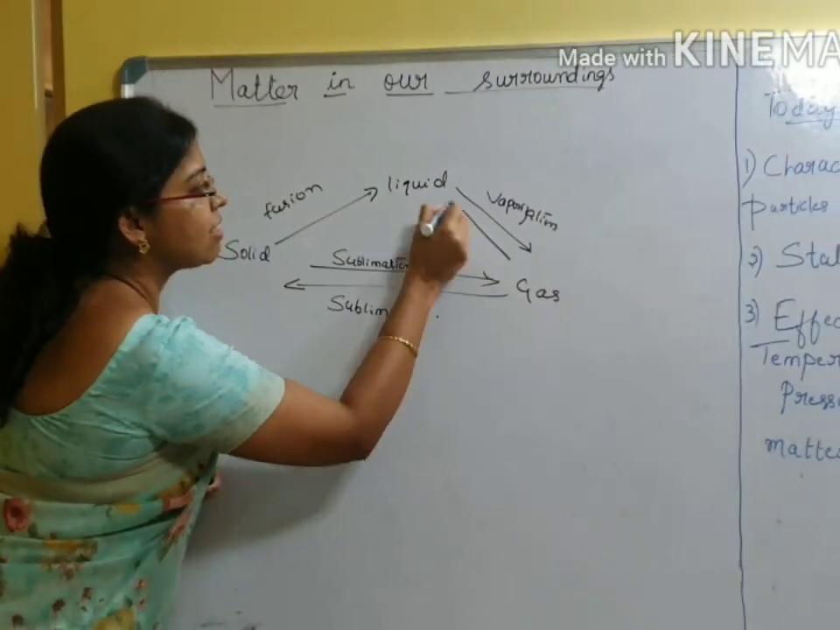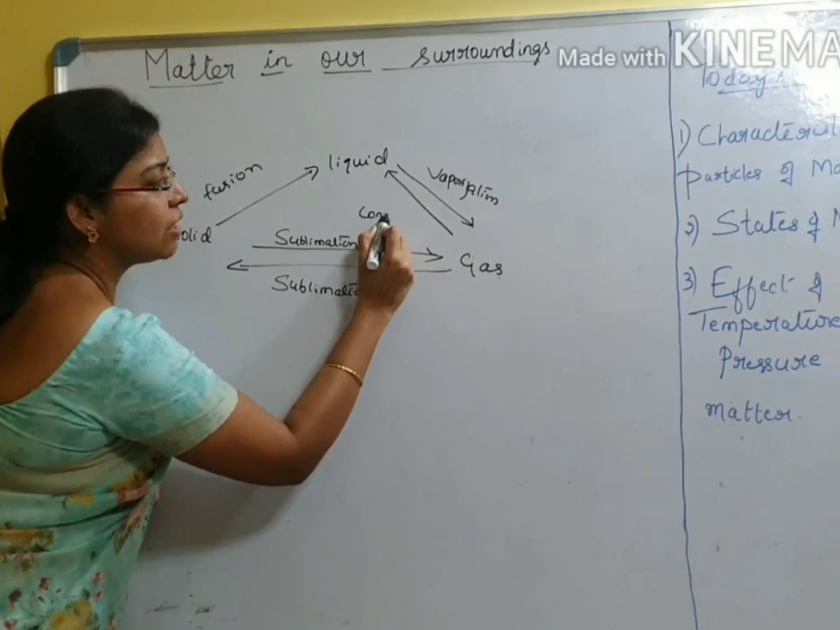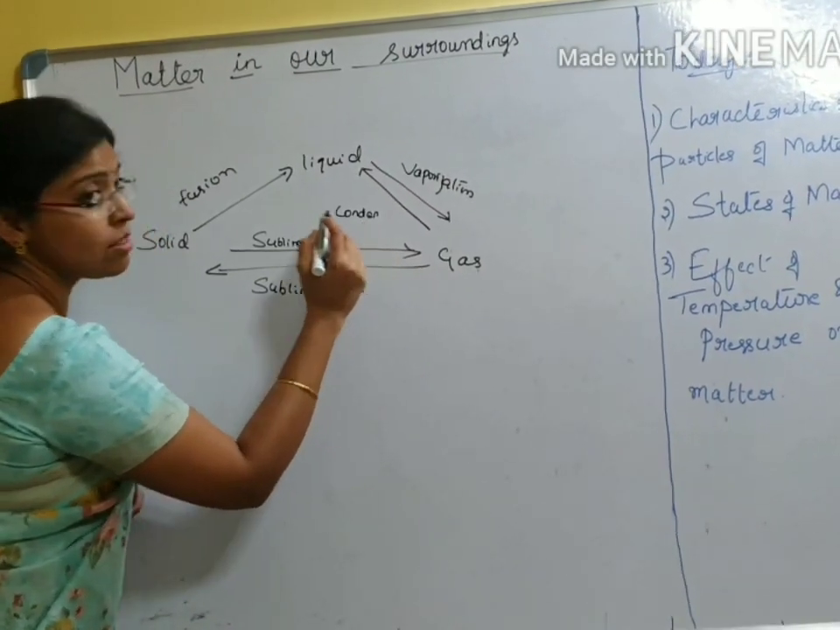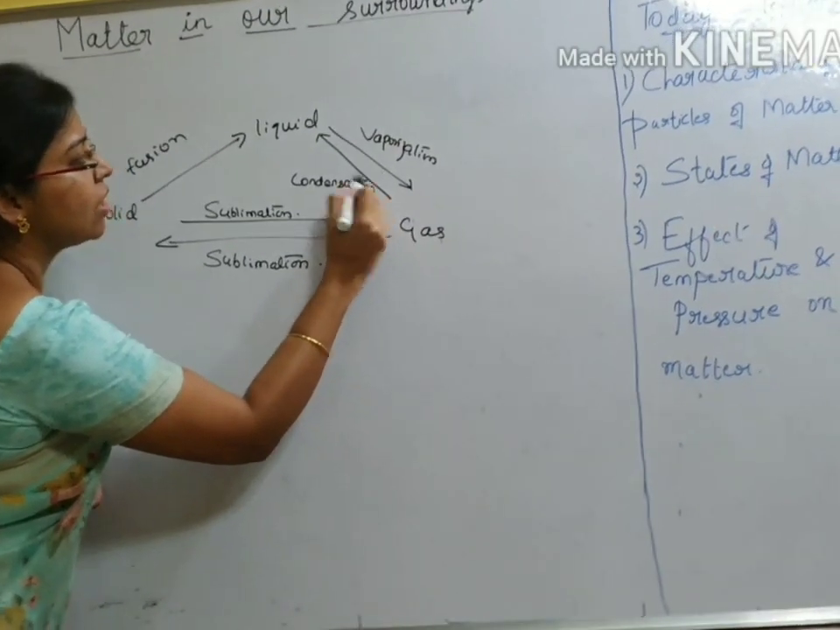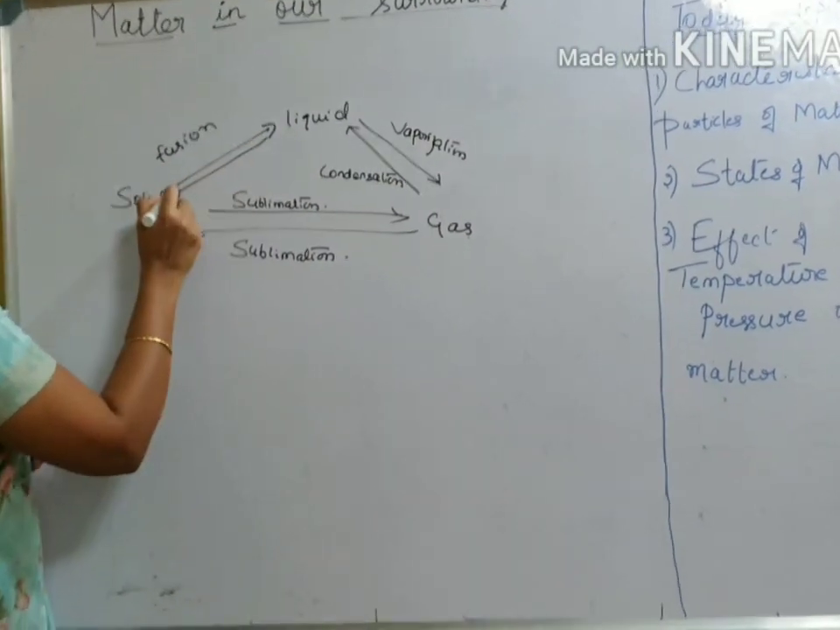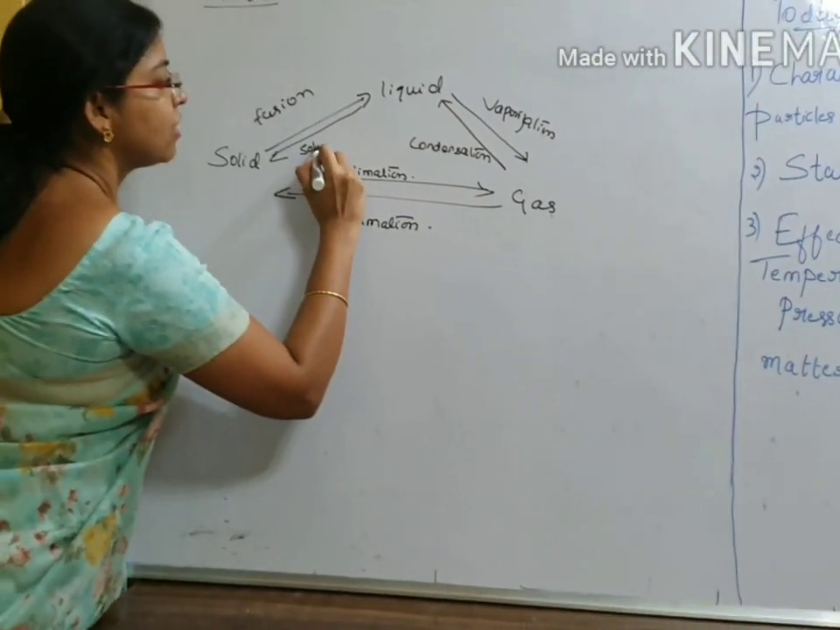When the gas is converted to liquid, it is condensation. When the water vapors are condensed when the temperature reduces. When the liquid is converted back to solid, it is called solidification.